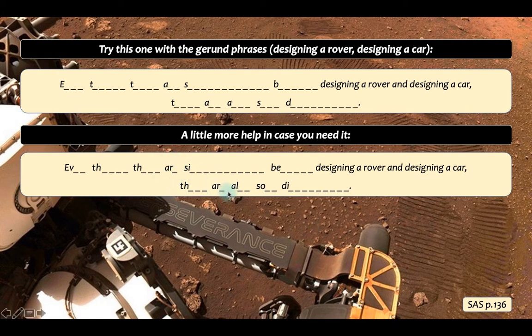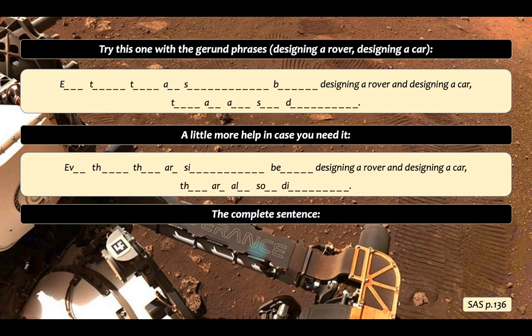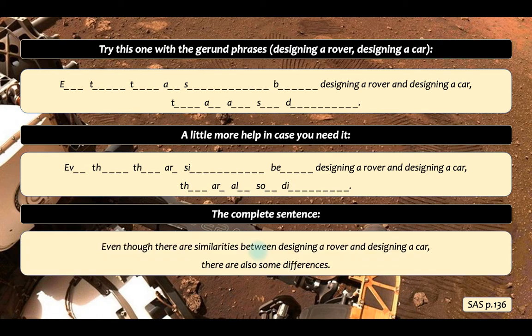I think you can tell that these are our verb forms here. Again, pause if you want to work on your own. And here is the complete sentence. Even though there are similarities between designing a rover and designing a car, there are also some differences.